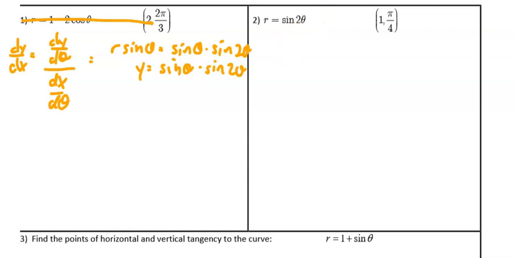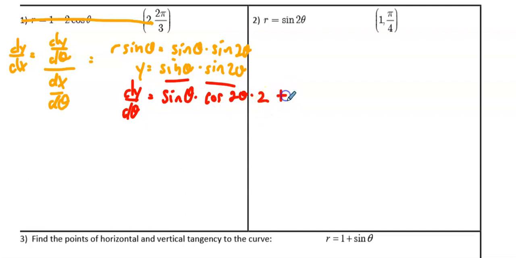And so guys, what we're going to do now is take the derivative implicitly on both sides, so dy d theta. And we're going to have to use the product rule here. So we're going to do the first times the derivative of the second. Well, the derivative of sine of 2 theta is going to be cosine of 2 theta times 2. And then we're going to do plus our second times the derivative of first, which will be cosine of theta.